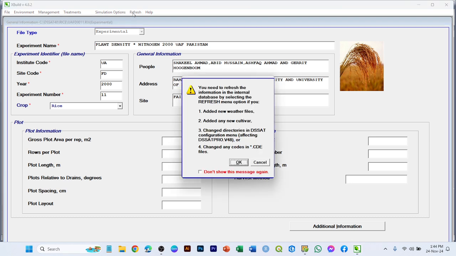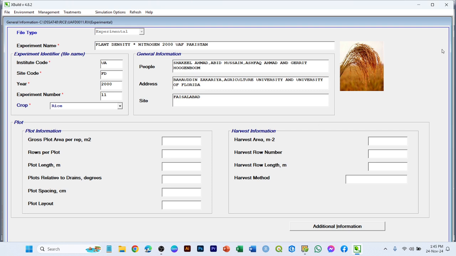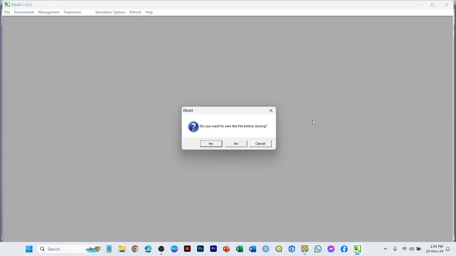Okay? So I would say, and I already mentioned, that you don't need to save or refresh. So this is all about your experiment file. When you close, this is the option that we are talking about. So don't save or press the yes button for the exemplary file. Keep it on.